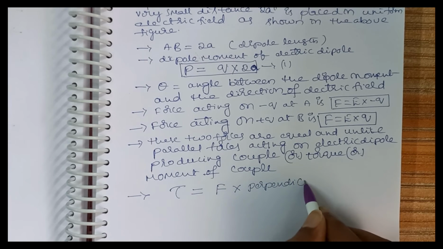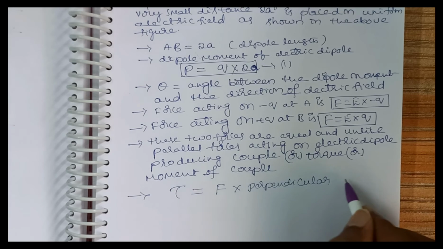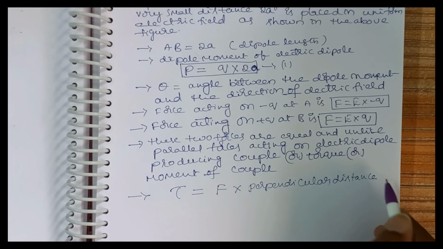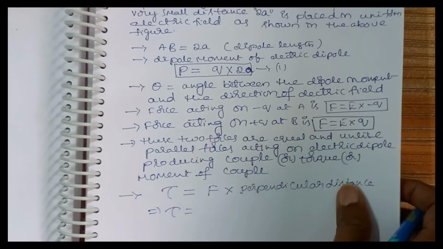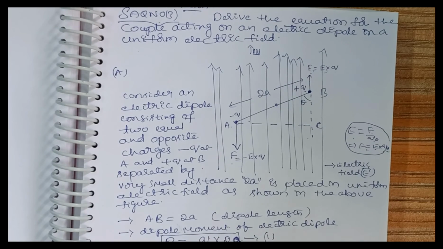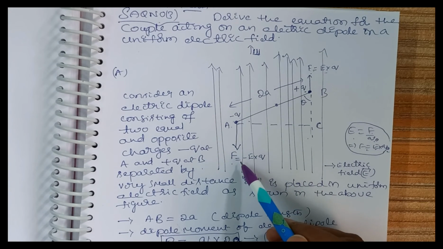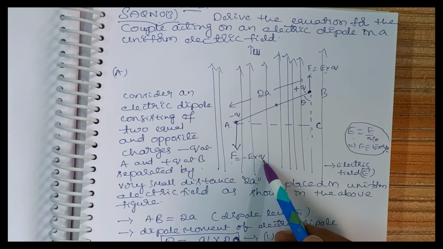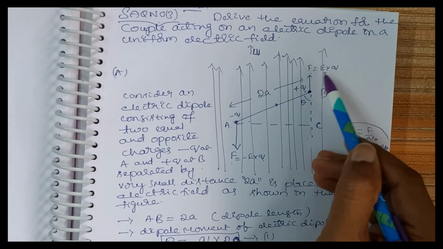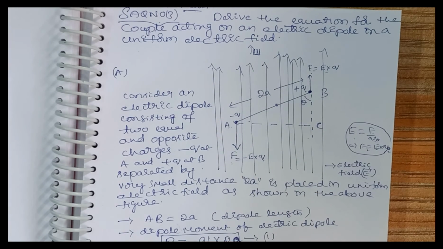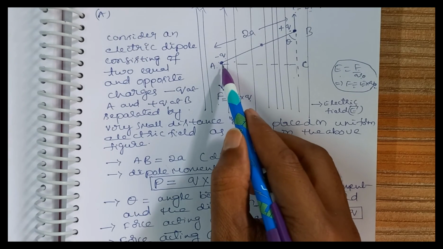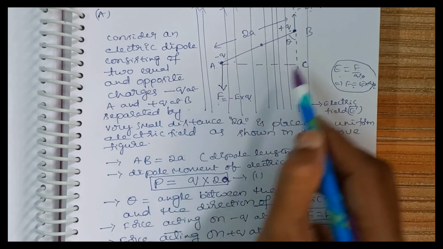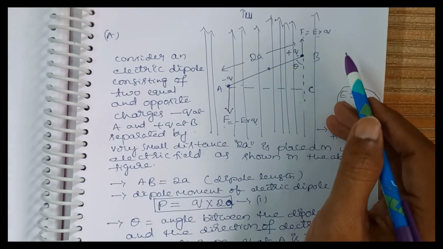So perpendicular distance, this implies, so here it is F, minus E into Q, and this is F, E into Q, but here it is already written. So here you have F and the perpendicular distance. It is the line of action of force in the downward direction, it is the line of action of force in the upward direction.